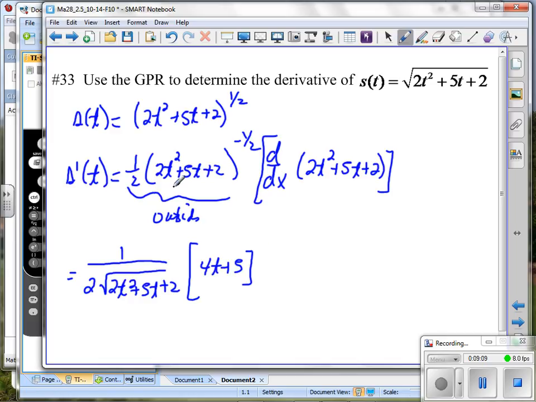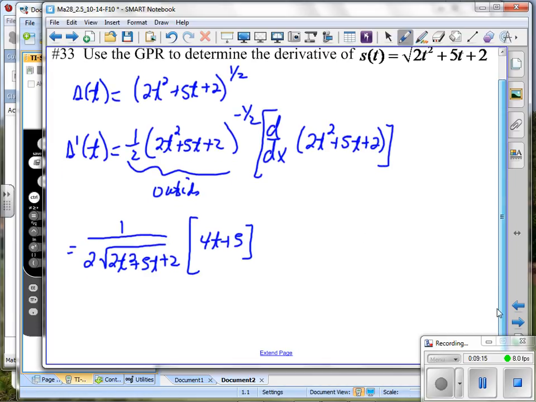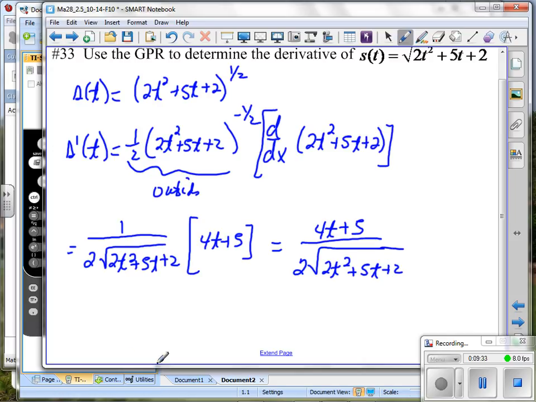Now I've asked you to show me the derivative, take the derivative, and then show me at least 2 more algebra steps. Some of these problems, there's not going to be 2 more algebra steps to take. 4t plus 5 divided by 2 times the square root of that is just about as far as I think we need to go with this. Some problems there'll be more to do. I always want a positive exponent. Yeah, always give me positive exponents.